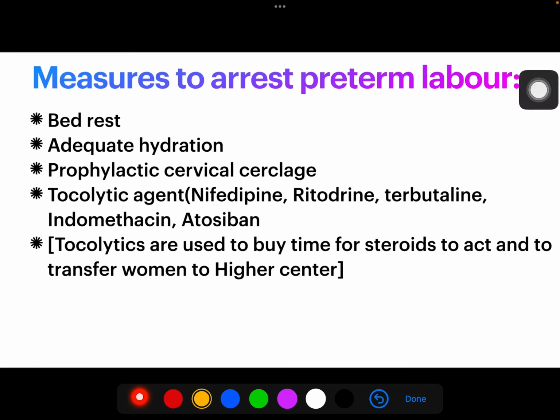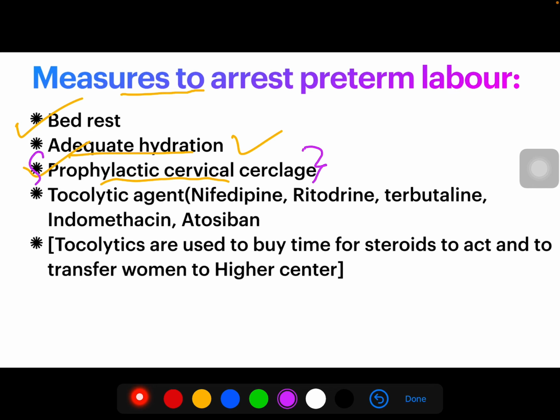So what are the measures to arrest the preterm labor? The patient can have bed rest and adequate hydration. Prophylactic cervical cerclage can also be used to arrest the preterm labor. It is used in many OPD cases to prevent preterm labor, if there is a history of cervical insufficiency or a short cervix. And tocolytic agents like nifedipine, ritodrine, terbutaline, indomethacin, and atosiban can be used.